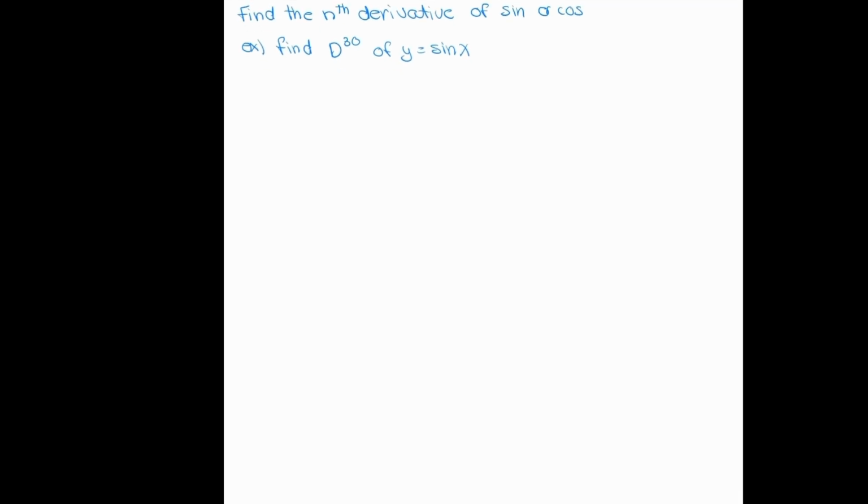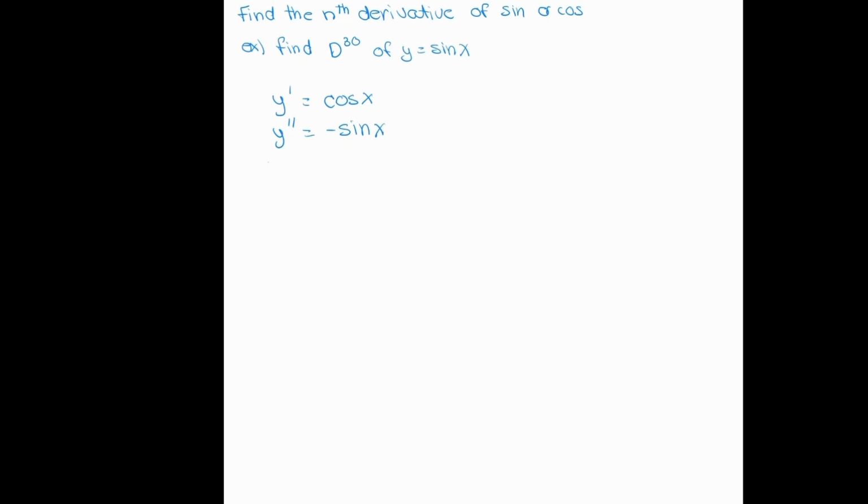Let's say we need to find the 30th derivative of y equals sine x. We're going to start by doing what we always do, and take the first derivative. My first derivative of sine is cos x. My second derivative, so now I take the derivative of cos x, is negative sine x. What we're going to do now is keep taking the derivative until it goes back to the original function, until we get back to y equals sine of x.